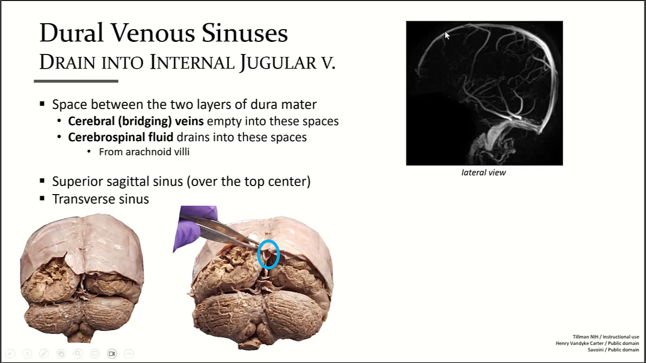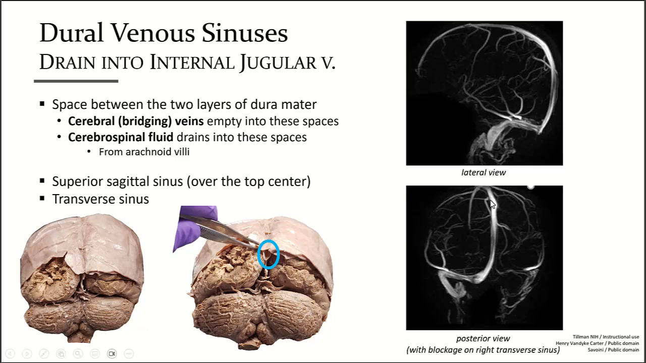We can see a really nice superior sagittal sinus. The left side is going to be anterior, the right side is posterior. This is a view from the posterior side, as if we're looking at the back of the head, similar to this view here. So we see that in this case, the superior sagittal sinus comes down, and then we see it moving laterally, but oh my goodness, we're not seeing anything on this side. So in this case, this person has a blockage of his transverse sinus on the right side.